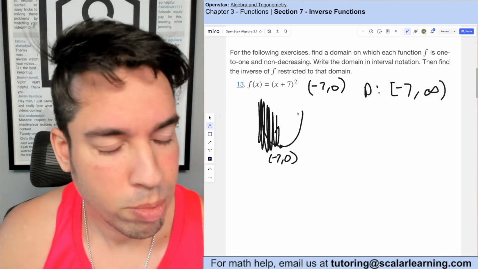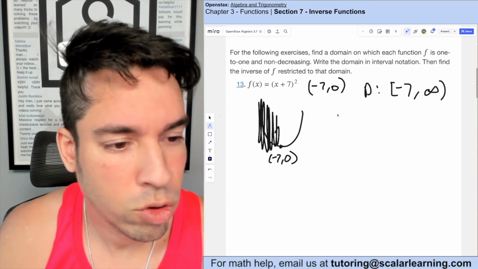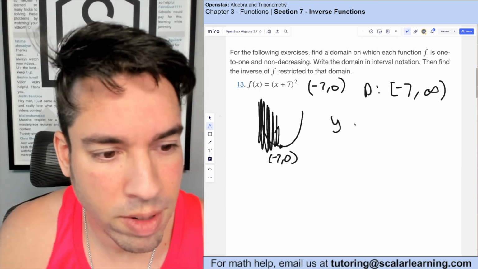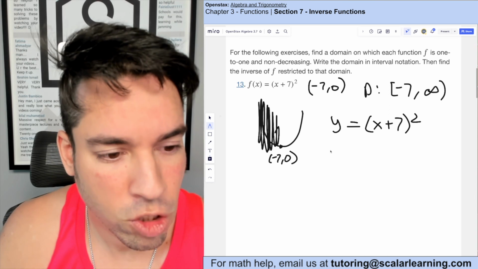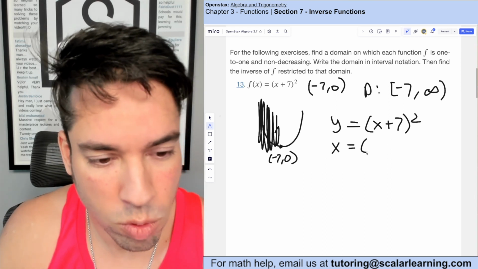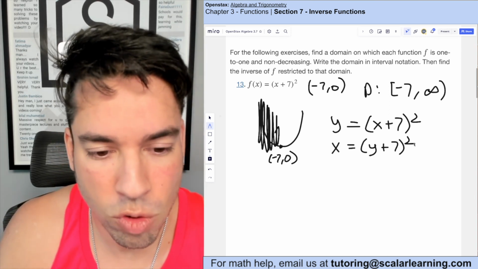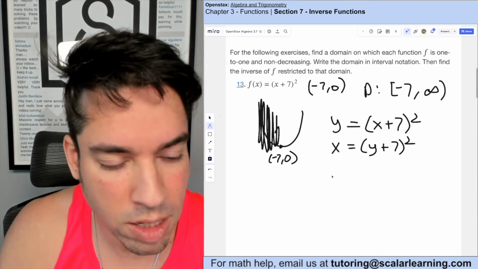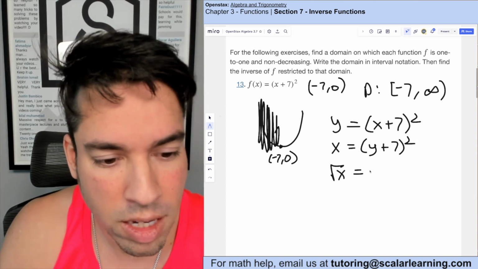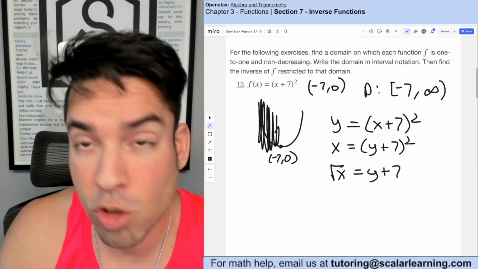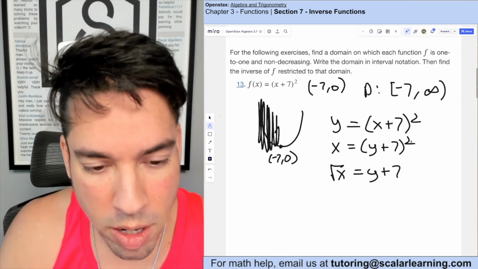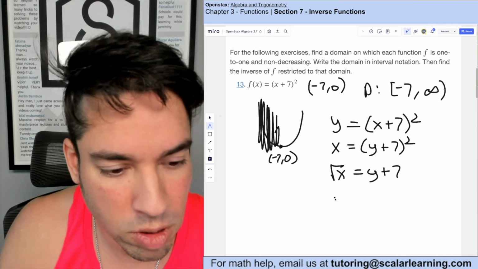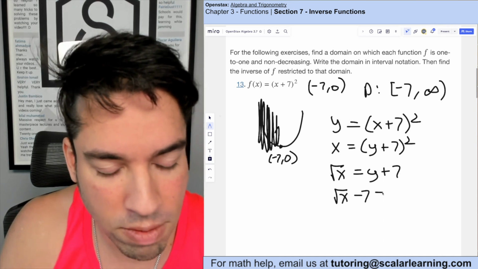Now that we have this appropriate domain, let's go ahead and find the inverse. So again, I'm going to switch out the f of x with y like so. Next, I'm going to swap the x and the y. So x equals (y plus 7) squared. And then I'm going to isolate y. So first, I'm going to start by taking the square root of both sides. So we got square root of x equals y plus 7, right? The square root destroys that square. Then I'm going to subtract 7 from both sides. Square root of x minus 7 equals y.